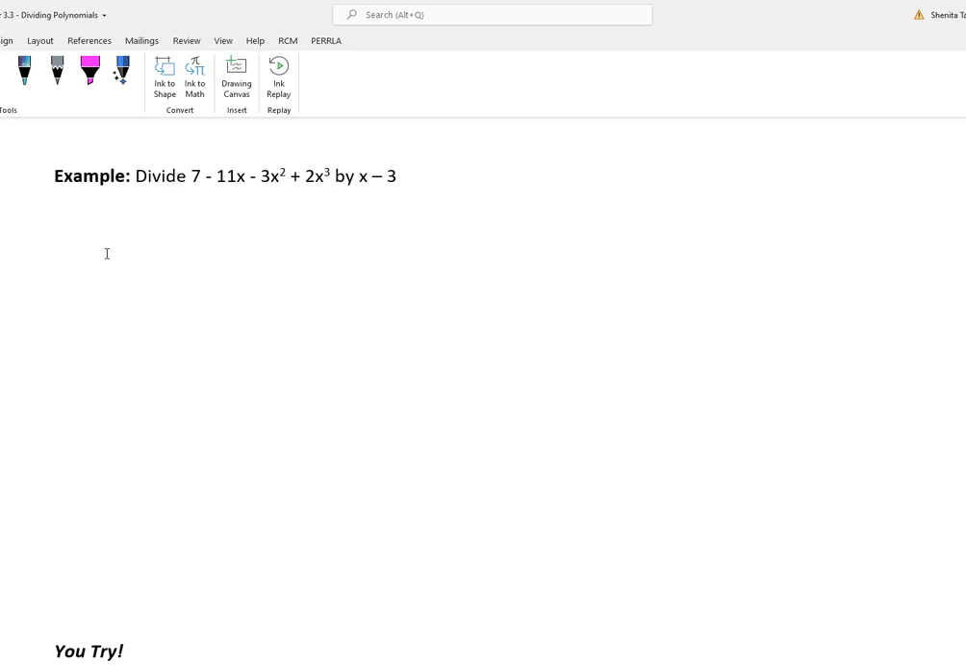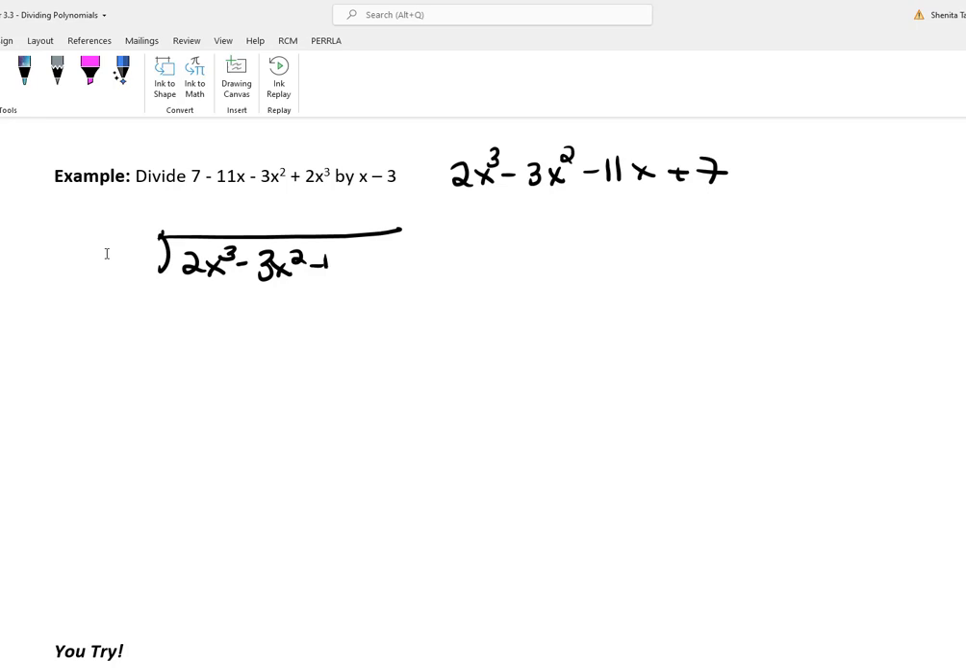The next problem is 7 minus 11x minus 3x squared plus 2x cubed. We want to divide that by x minus 3. So in this one, we need to put this in descending order. So this will be 2x cubed minus 3x squared minus 11x plus 7. Okay, we're going to divide by x minus 3.